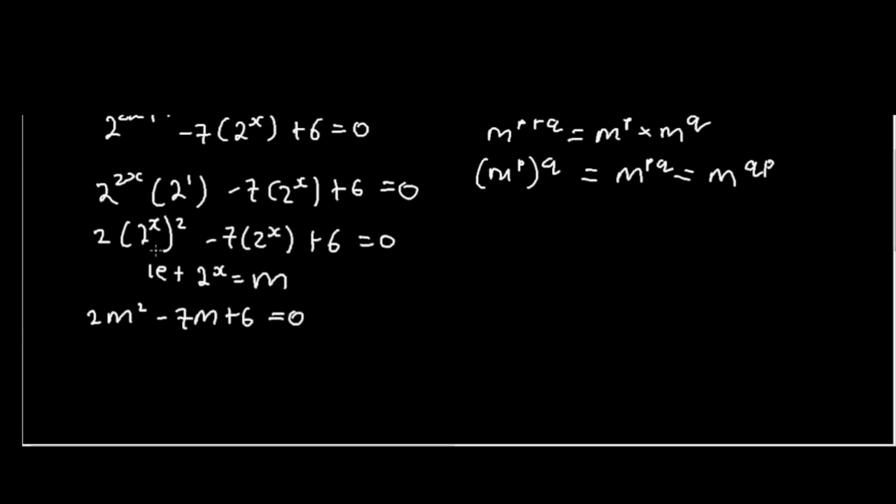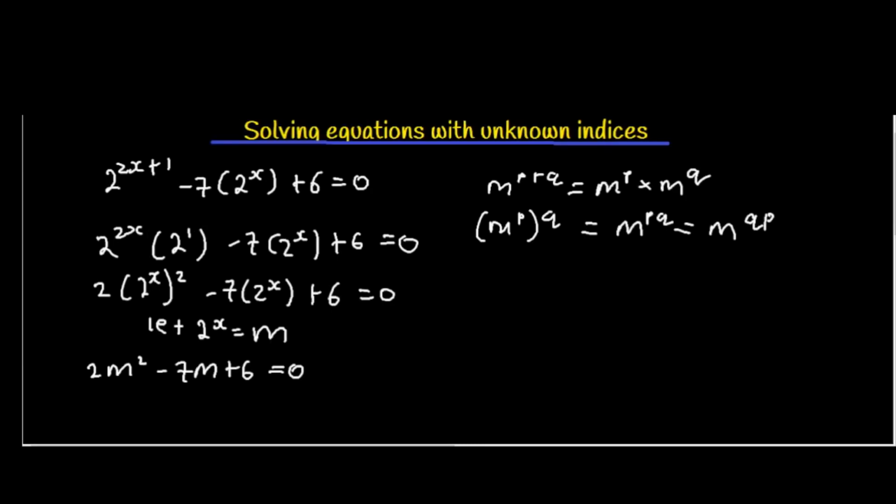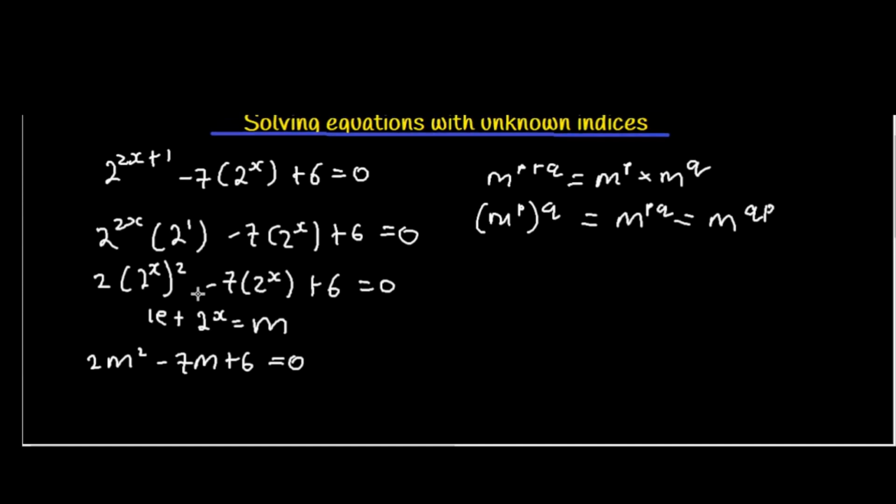Let's proceed with this. You find that by so doing, we have formed a quadratic equation. Now we can use any method to solve this quadratic equation which has been formed here. We can also use the one of product and sum. The product 2 times 6 will be 12, and the sum here is negative 7. So in that case, we can have negative 4 and negative 3 as our factors of the product. This is a method of solving quadratic equations.